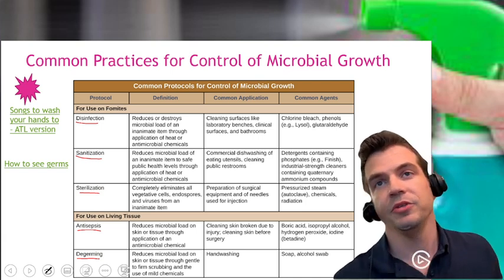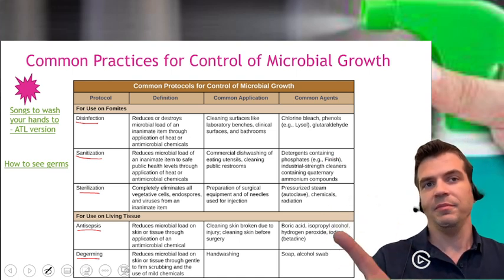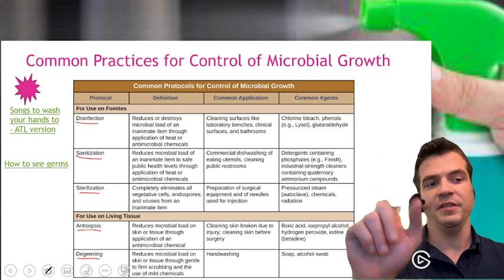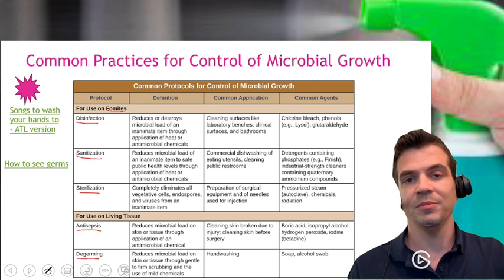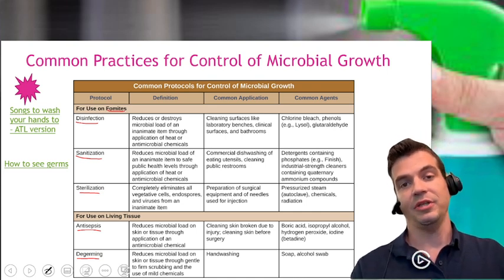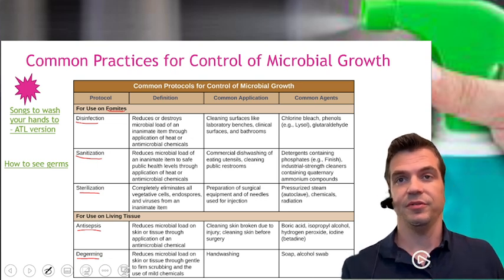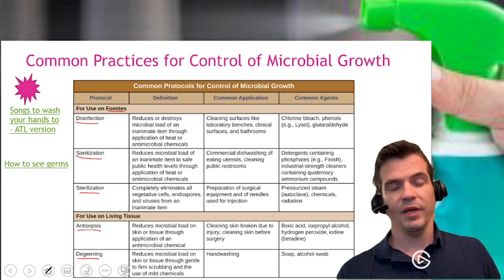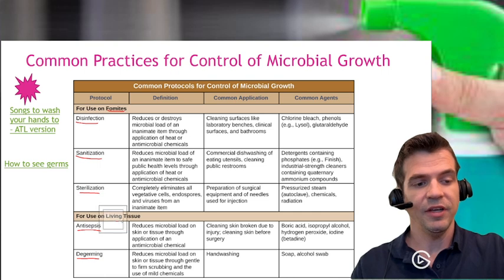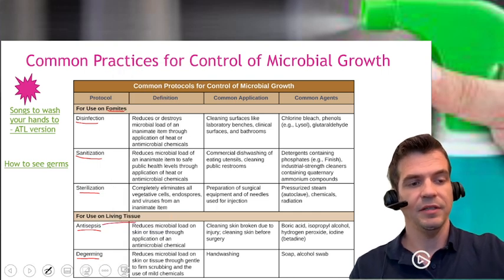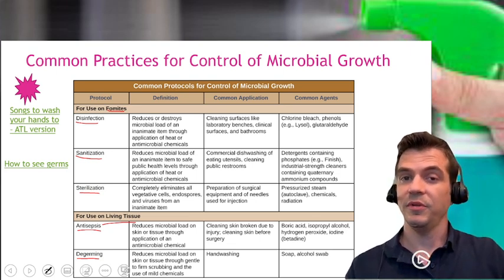Okay, so we need to distinguish them between each other. We have fomites, which are inorganic things like doorknobs, shower towels, shower tiles, and similar inorganic materials. But if you are going to perform a surgery or wash your hands, that is on living tissue, and that is different than fomites. We want to use different chemicals for each one so we don't damage ourselves in the process.